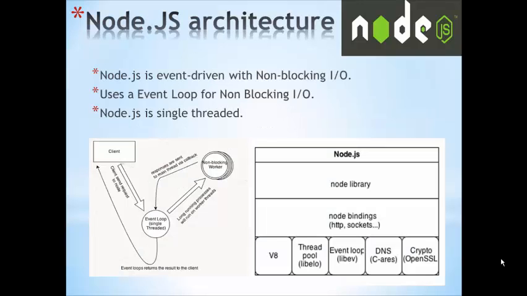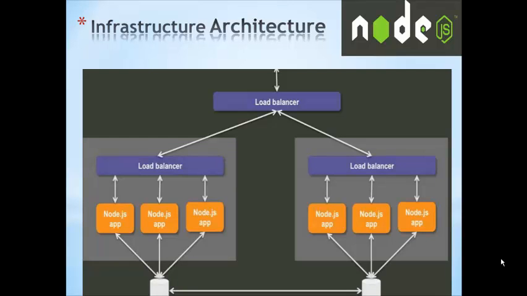Node.js architecture: Node.js is event driven with non-blocking IO, and uses the event loop for non-blocking IO. Node.js is single threaded, as I was explaining in the previous slides. It uses V8, thread pool, event loop, DNS, and crypto OpenSSL, which are all its internal libraries.